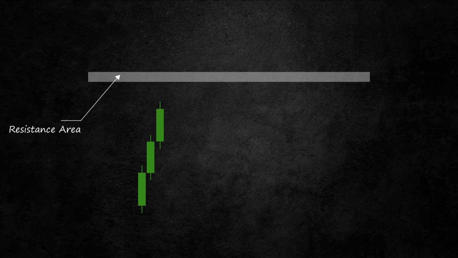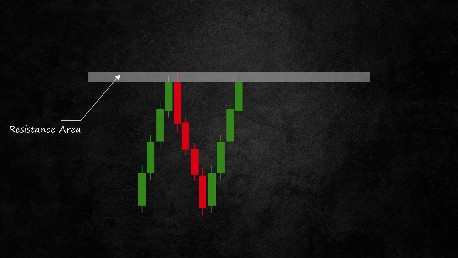Same thing with the resistance area, but here the sellers are waiting for the price to come back to this area for taking control over buyers and pushing the price down again, as we can see here in this example.